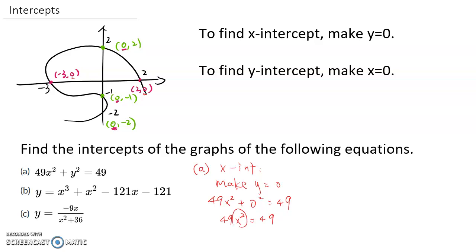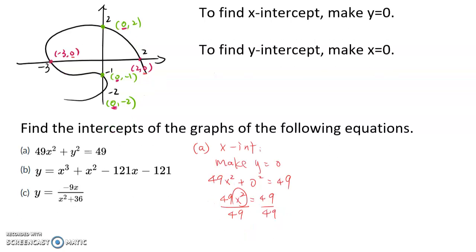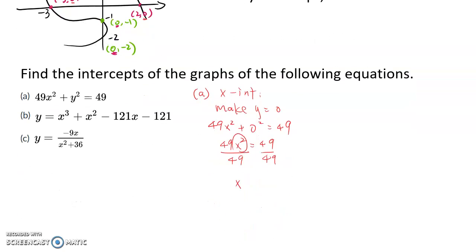I'll leave this x squared by itself by dividing both sides by 49. Okay, so I have x squared equals 1. By the square root property, x will be equal to plus or minus the square root of 1, which is 1, right? So here I will have two X-intercepts. One is (1, 0). The other one is (-1, 0). So two X-intercepts here.